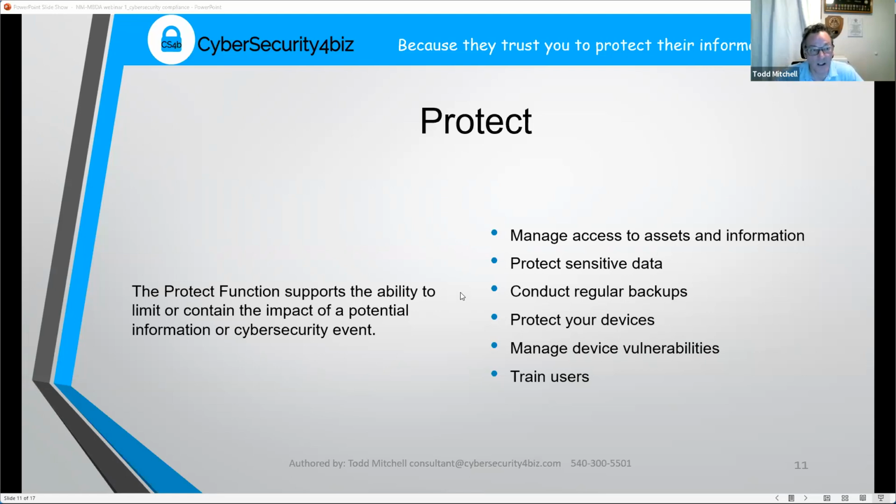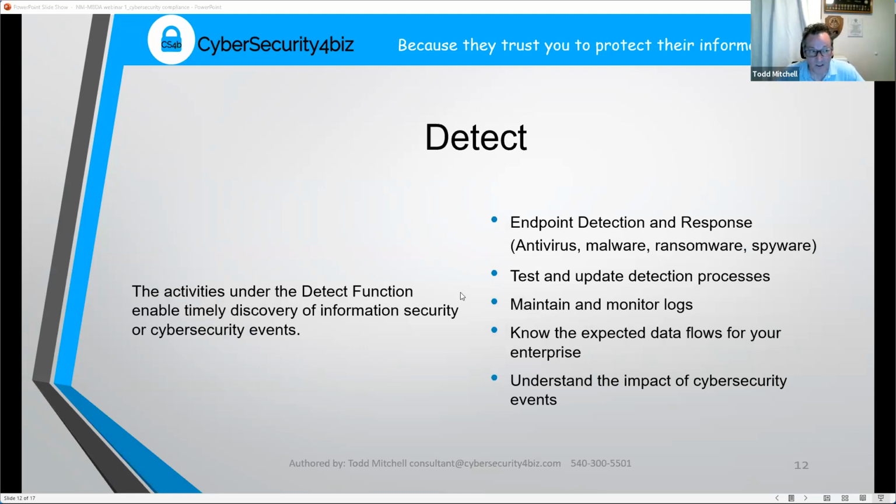That way, everybody in the organization is kind of on the same page with what the mission is to protect this information. And then, as I talked about before, the detection is basically having endpoint detection and response, and testing and updating your detection processes, maintaining logs so you know who's been in to which systems and had access to what information and when. In case there is a problem, you can go back and look and see who was in that system at that time, and it'll help trace back to figure out exactly what went wrong.